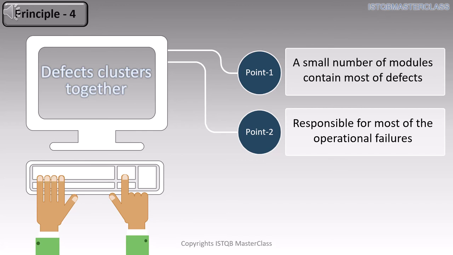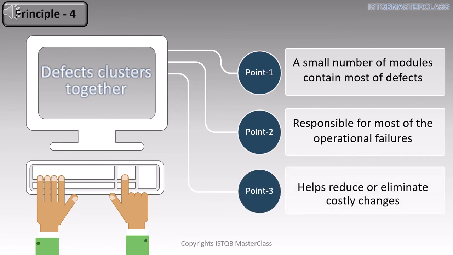What is operational failure? It is when the product is in use and fails to perform according to expectations. So if we can identify the module or the part of the software that contains these defects, then it will help us reduce or eliminate costly changes. If we find them during our testing, then they won't crop up during live use, and we can save the expenses on correcting them. So that's the fourth principle, to identify the module where most of the defects are clustered together.